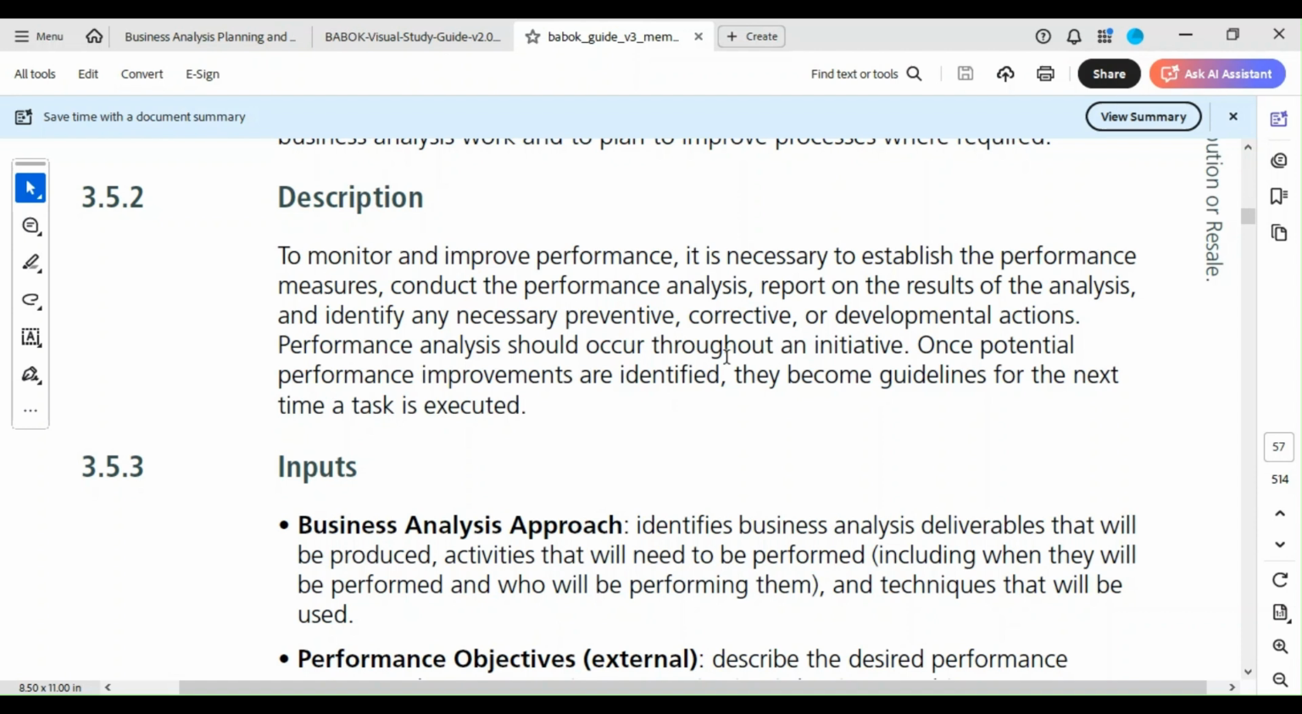Then you identify, okay, we've not been able to get this right. How can we prevent ourselves from doing this again, or prevent this from happening again? You also establish corrective measures, or developmental actions. How can we do better? So you go into this with an open mind. Performance analysis should occur throughout an initiative, so it is not a one-time thing.